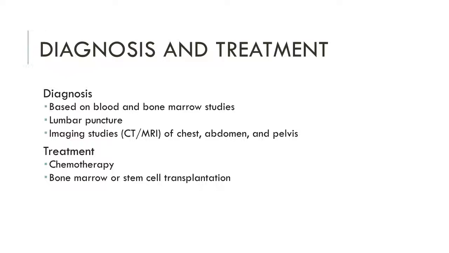The diagnosis is based on blood and bone marrow studies. They often will do a lumbar puncture to see whether or not there's CNS involvement as well, and they will often do imaging studies, CTs or MRIs of the chest, abdomen, and pelvis, looking for involvement in those areas as well. The treatment is chemotherapy, and in some cases, they'll do bone marrow or stem cell transplantation to help treat it.